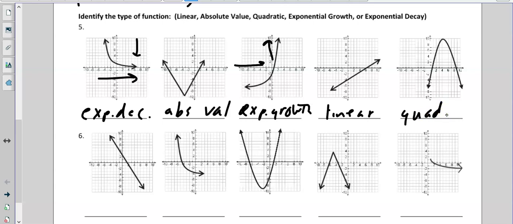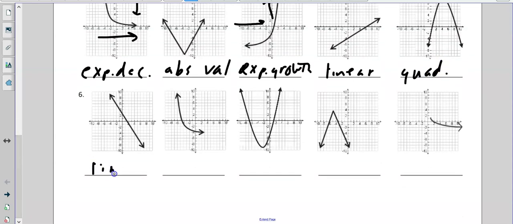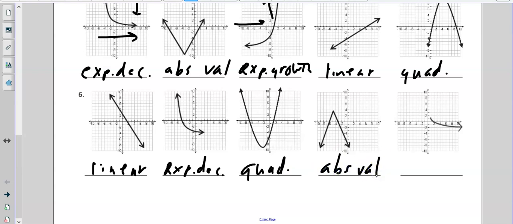We can abbreviate. We have linear again. Just happens to be a negative slope this time. Here we have a decay again. Here we have a parabola again. Absolute value again with the V. And finally a new one here. This is that square root.